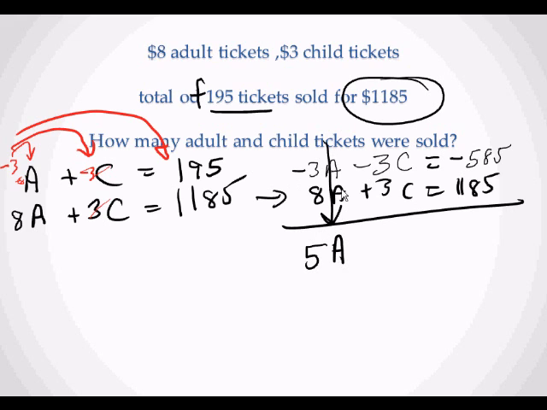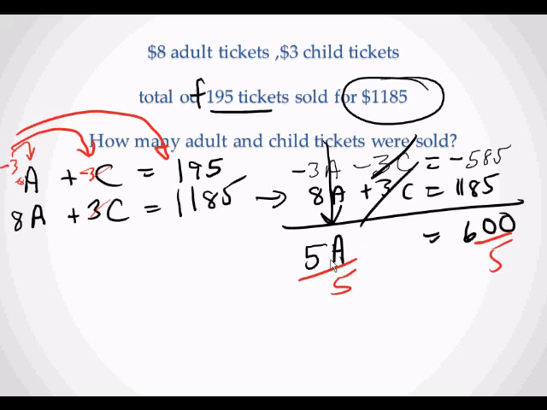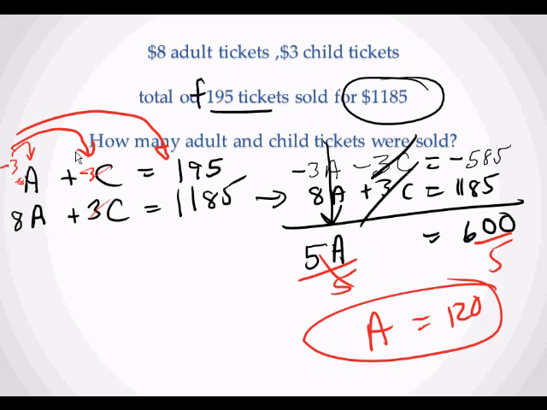Now, remember, I'm using the elimination, sometimes called the addition method. If I add them going down, -3A plus 8A is 5A. A -3C and a +3C cancel. -585 plus 1185 equals 600. So to find out the number of adult tickets, just divide both sides by 5. You see, 5 times A, get rid of the 5. 600 divided by 5 on my calculator, I get 120 adult tickets.